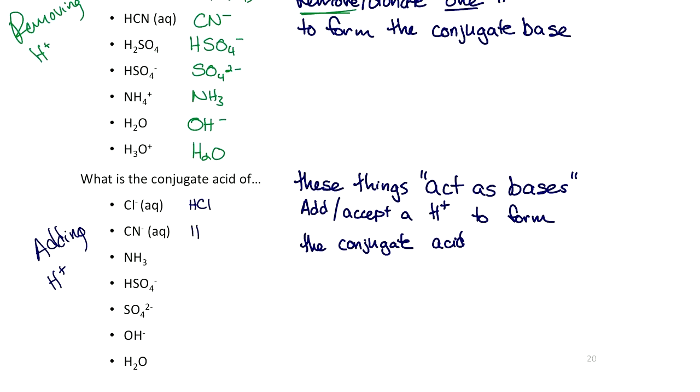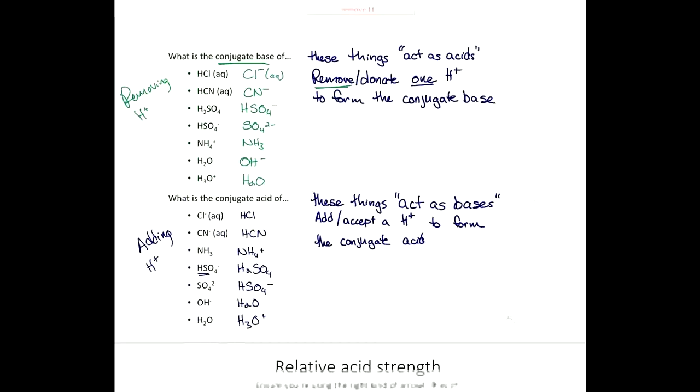All right, then we get HCN. Again, we're adding one H+. Ammonia, what do we get? NH4+, yep. Then this guy, H2SO4, yep. The neutral one, SO4 2 minus, what do we get? HSO4 minus, perfect. Hydroxide becomes water, and water becomes H3O+, perfect. All right, good. Okay, so that's not bad.